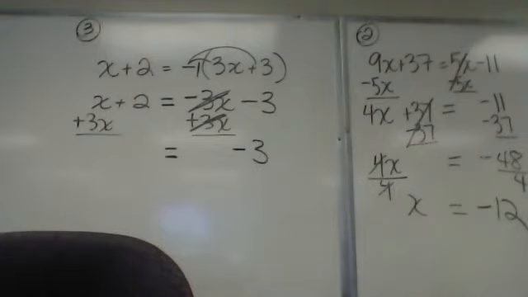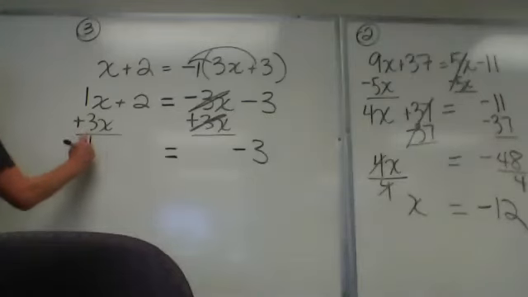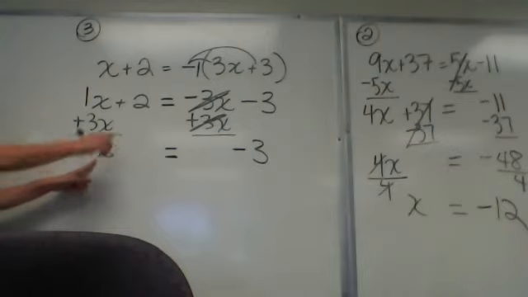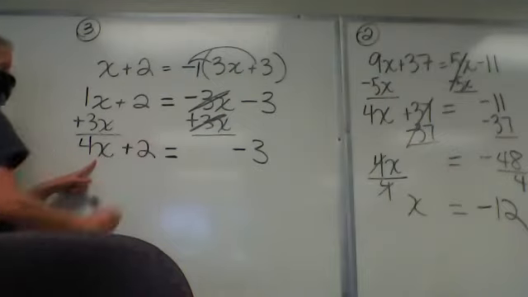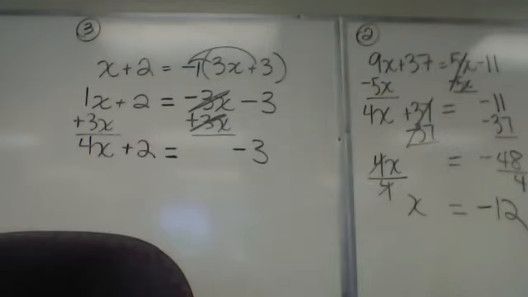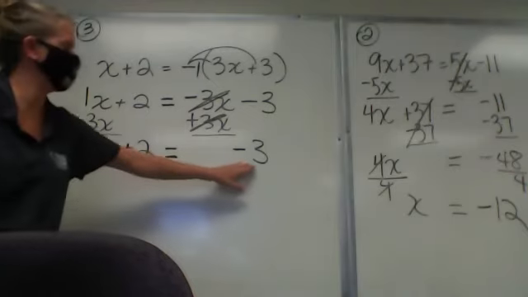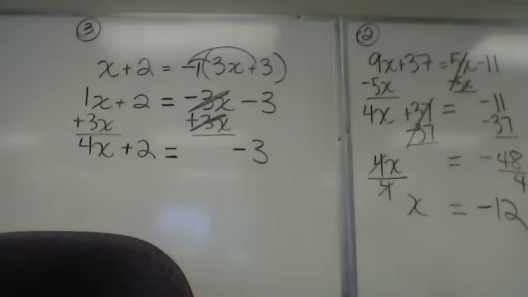Let's see what we got on the left side. Remember, if there's nothing showing, how much does this represent? That's 1x. And I added 3 more x's to it. So now I have 4x. Bring down the plus 2. So now I'm at 4x plus 2 equals negative 3.